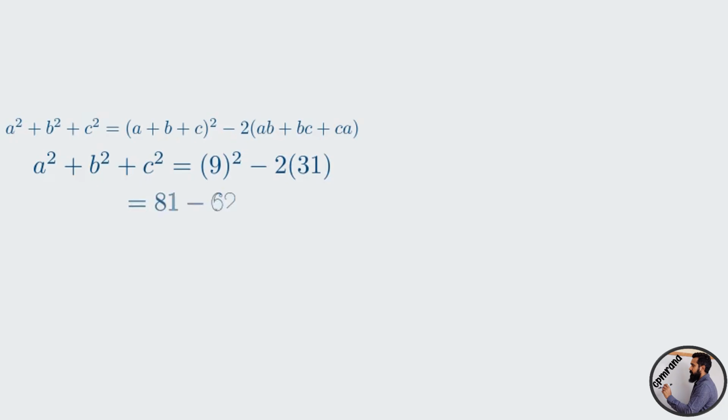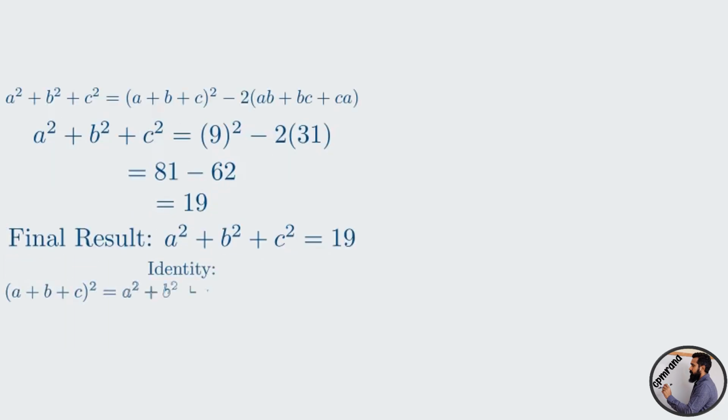Now we perform the arithmetic. 9 squared is 81 and 2 times 31 is 62. Finally, subtracting 62 from 81 gives us 19. So the value we were looking for is 19.